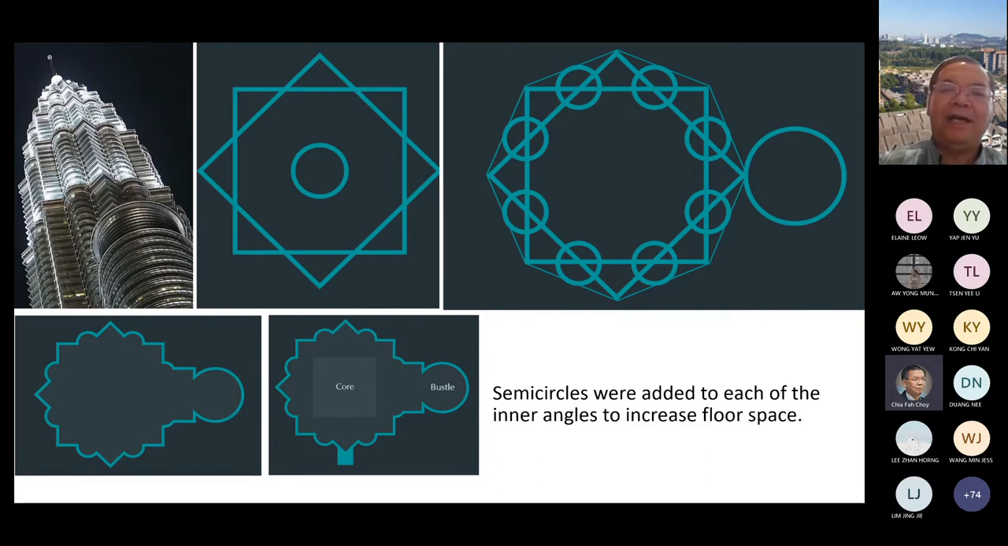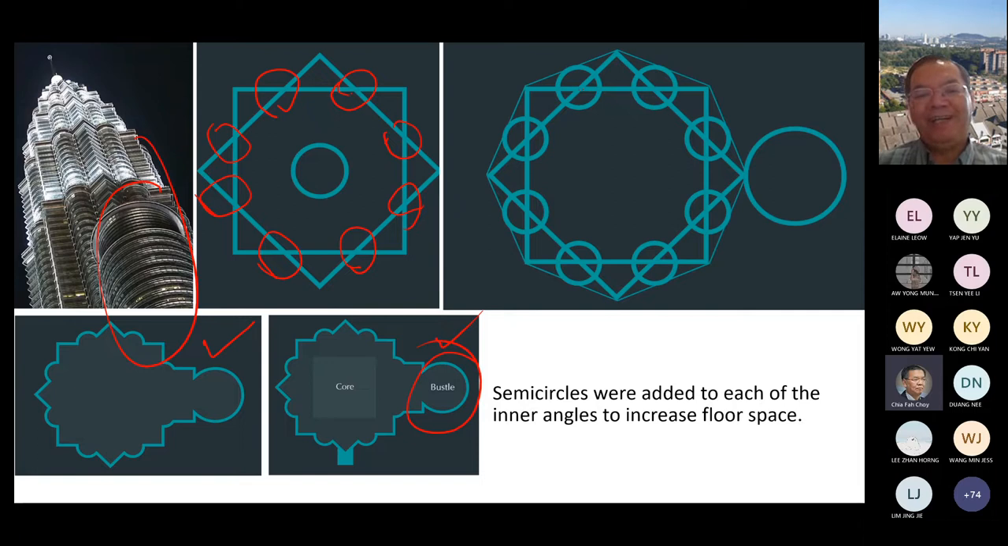So therefore, the architect inserted an extra circle or segment at all the intersecting points, the inner part of the corners. At all these corners, the architect added an additional circle, and one big circle outside. So finally, the shape became something like that. With this, the architect studied the detailed floor area, and the client was happy with that. So finally, this is the shape of the building, as built now. That is how the concept was developed.